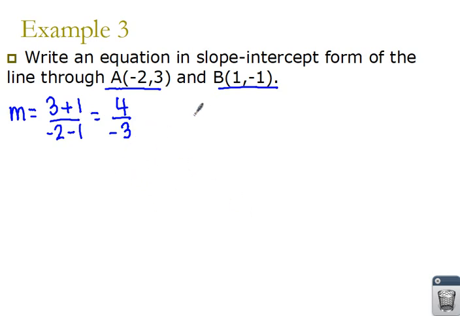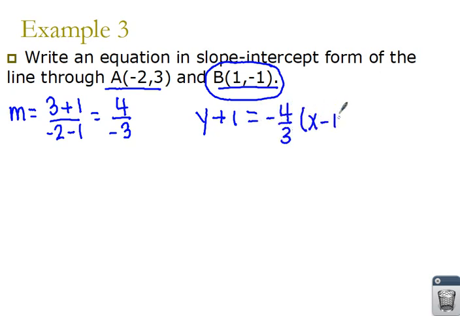Alright, point slope form. We'll do y minus, and we get to pick which point we get to use this time. I see 1s, and 1s are easier to work with, so I'm going to plug in point B. Okay, so y minus y1 equals slope x minus x1. Now we just have to do the work to get it to slope-intercept form.